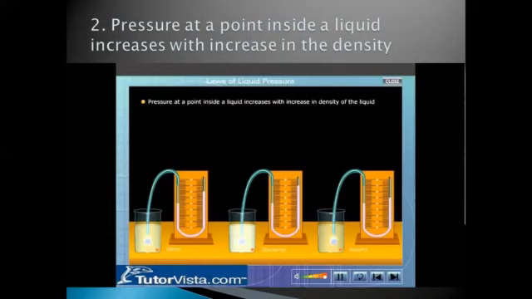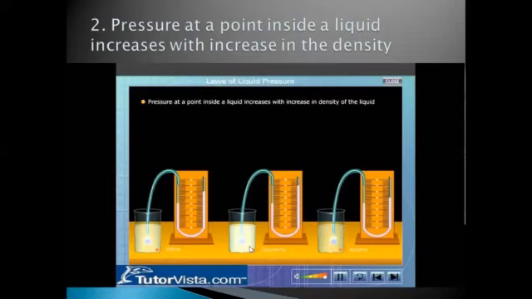Inserting the funnel into the same depth, we will notice that the pressure in the beaker containing glycerine is maximum and in alcohol it is minimum. We know that density of glycerine is greater than that of water and density of water is greater than that of alcohol. Hence, pressure increases with the increase in the density of the liquid at a given depth.